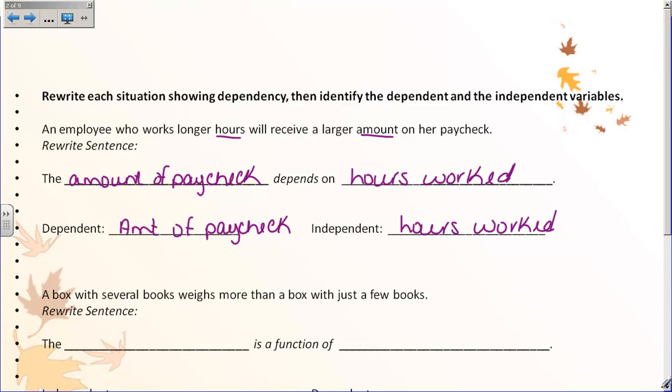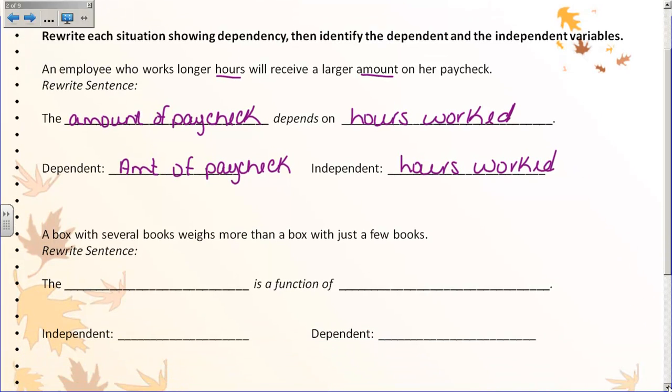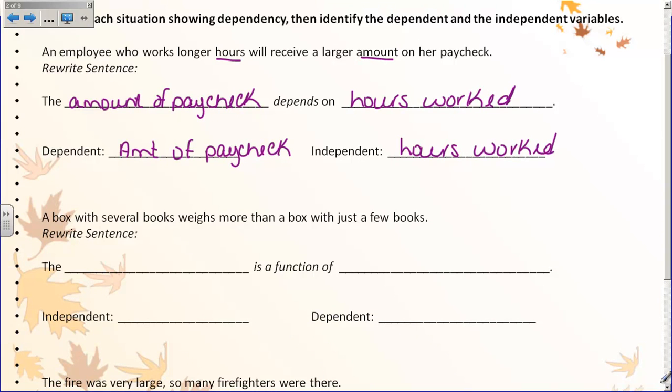So let's look at another one. A box with several books weighs more than a box with just a few books. You have two things happening here. And it's hard to identify the variables here, but you have a box with several books weighing more than a box with just a few books. So you have the number of books is one thing, and the weight of the box is the other. So let's think about it as a dependent relationship. This has changed the words here. It now says is a function of.